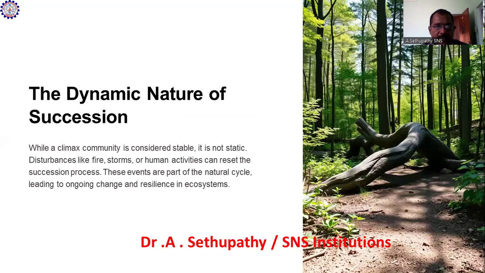So, the dynamic nature of succession. While a climax community is considered stable, it is not static. Disturbances like fire, storms, or human activities can reset the succession process. These events are part of the natural cycle, leading to ongoing change and resilience in ecosystems.